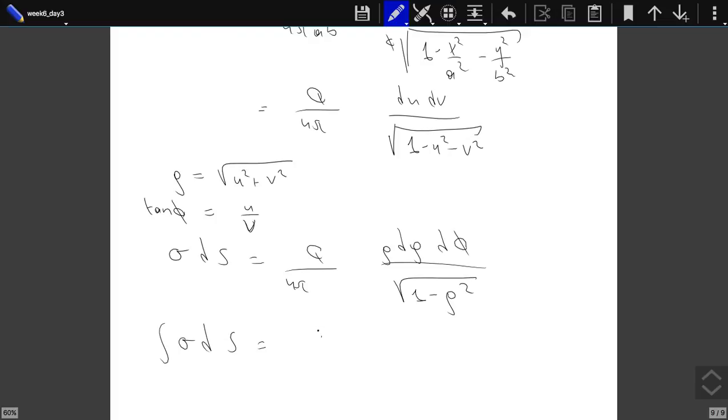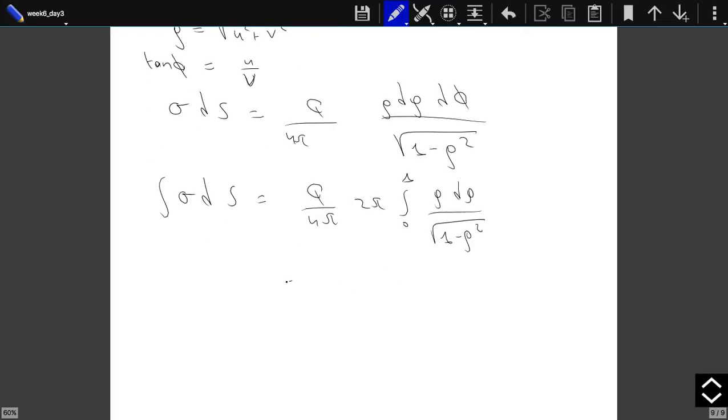So if you integrate q over 4 pi, the phi integral just gives you 2 pi rho d rho over square root of 1 minus rho squared, where rho goes from 0 to 1. Now these 2 pi's cancel, leaving q over 2. That integral is just minus the square root of 1 minus rho squared, from rho 0 to 1, and you end up having q over 2. If I didn't make a mistake of 2 somewhere, the total charge is q over 2.